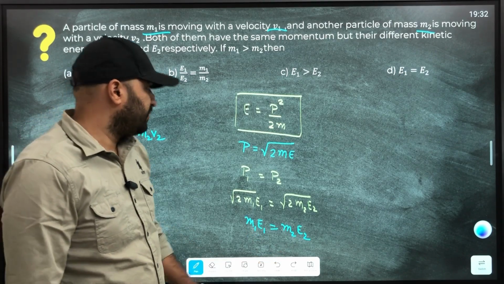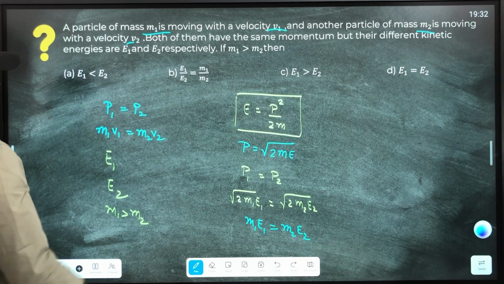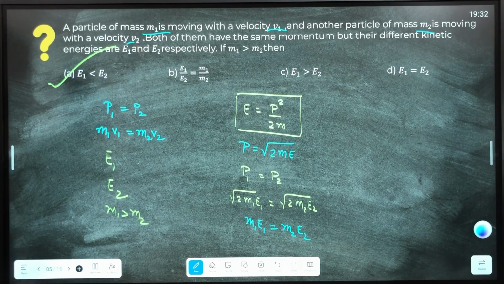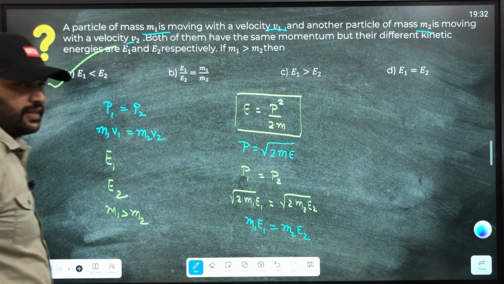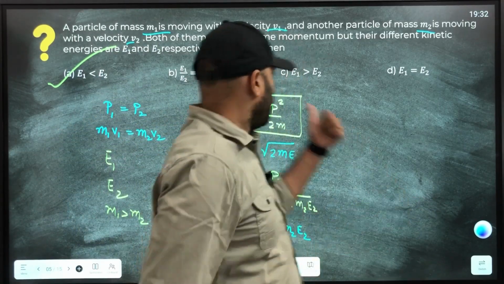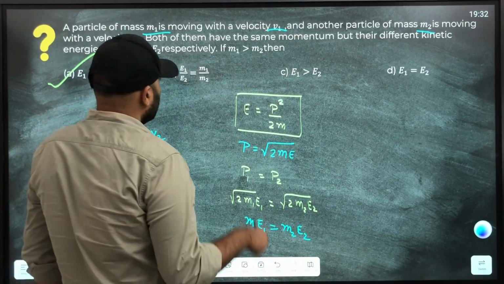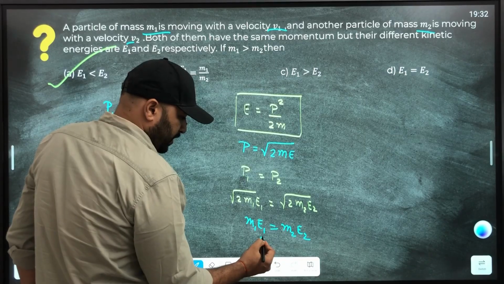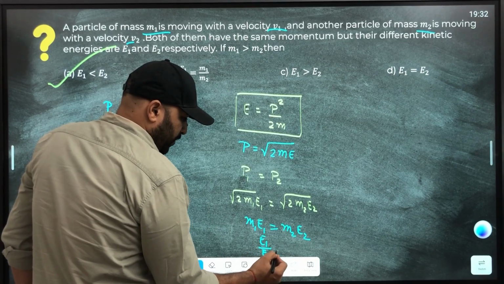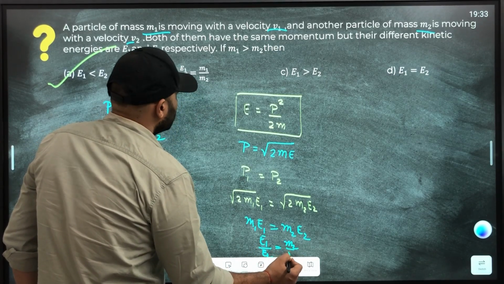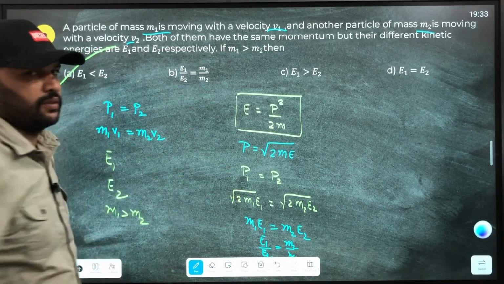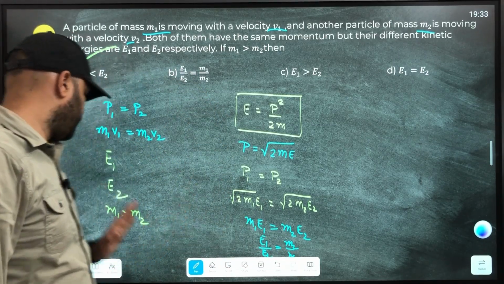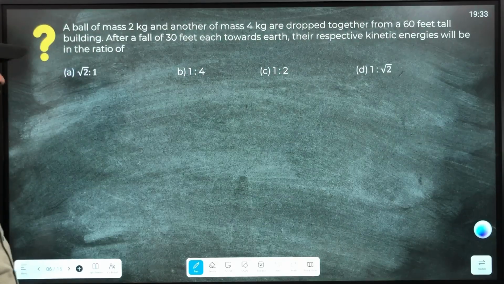Clear? So let's see if there is such an option. E1 is less than E2. Yes, option A is correct. E1 is less than E2, only then this condition holds. So why not this other one? Let's find E1 upon E2. On cross multiplying, E1 upon E2 is M2 upon M1, but here it is written M1 upon M2, which is not true, right? Understood? So here you have to be very careful, it is conceptual.